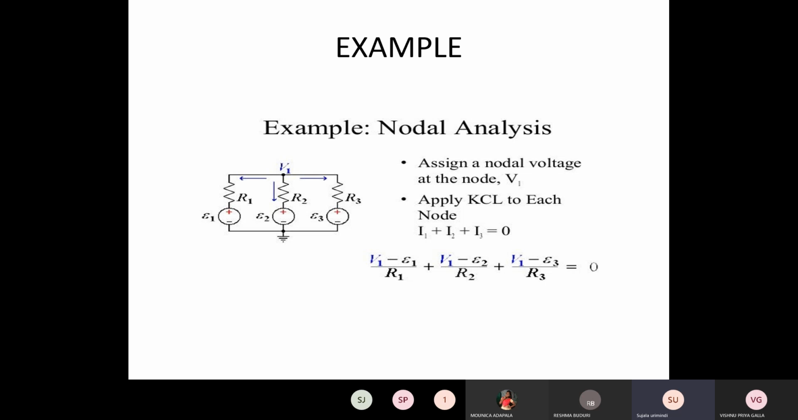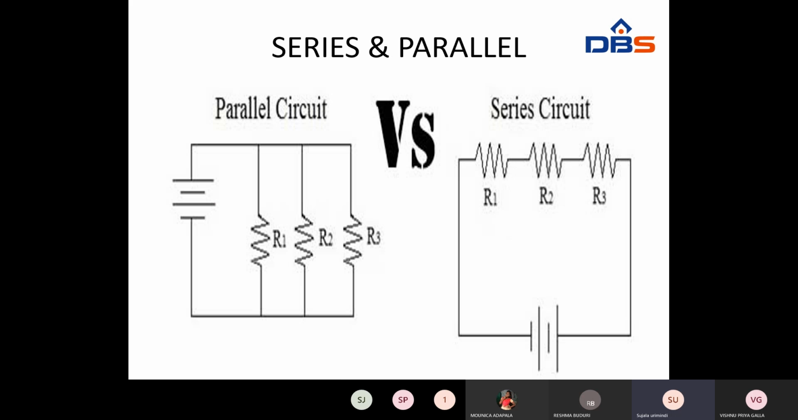If this voltage source is not there, and there are simply resistances, you simply write V1 by R1 plus V1 by R2 plus V1 by R3 is equal to 0. If for R2 there is no E2, then we write V1 minus E1 by R1 plus V1 by R2, because E2 is not there, plus V1 minus E3 by R3 is equal to 0. So the algebraic sum of the currents is equal to 0. This is about the nodal analysis.